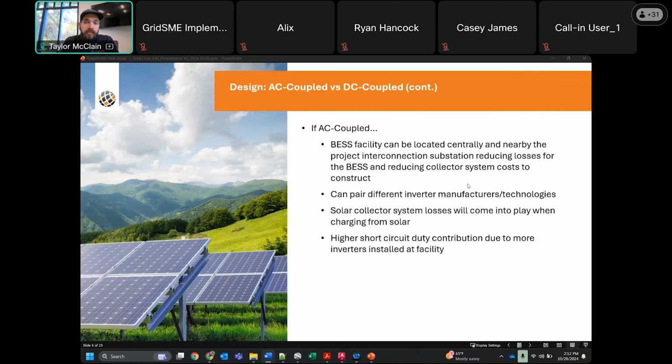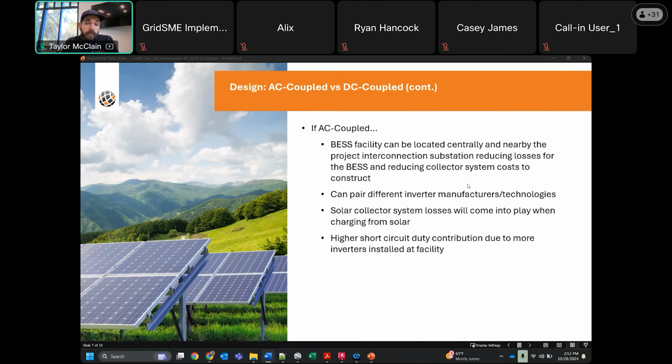So with AC coupled, as I mentioned a little bit ago, the BESS facility can now be located close to your main power transformer, close to all your interconnection facilities. And this can be really helpful because it reduces the collector system involved for the battery storage system and reduces the losses.